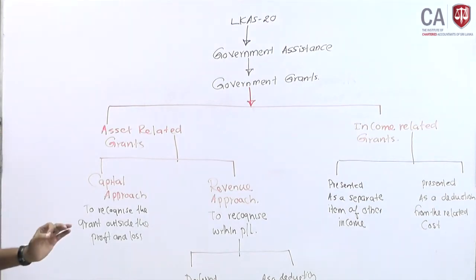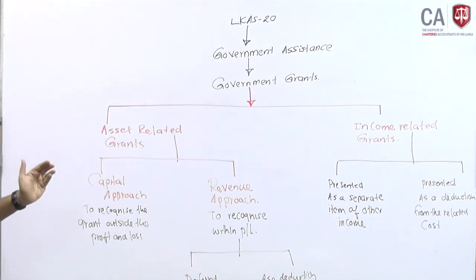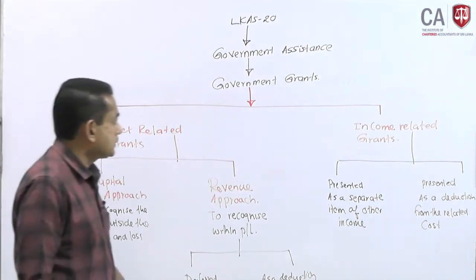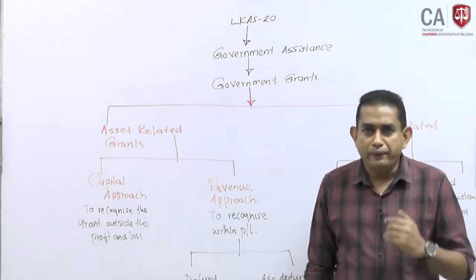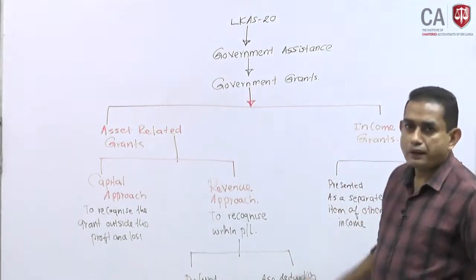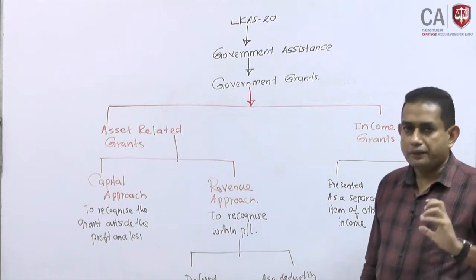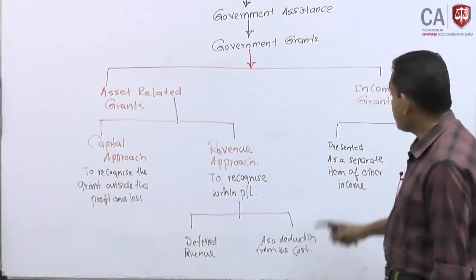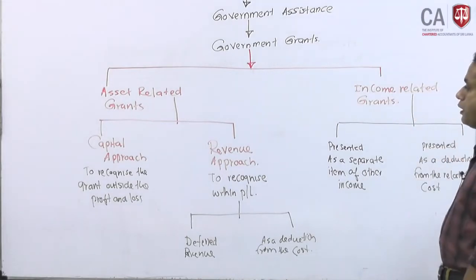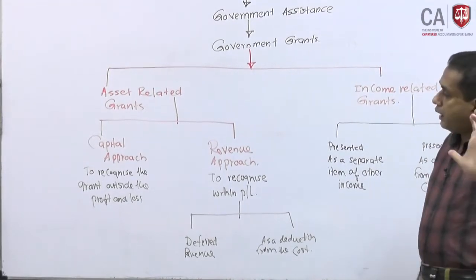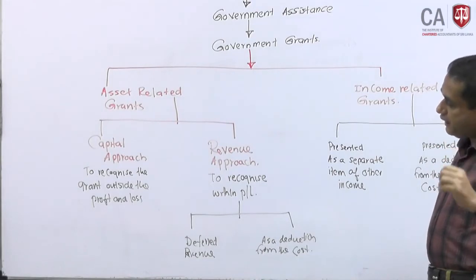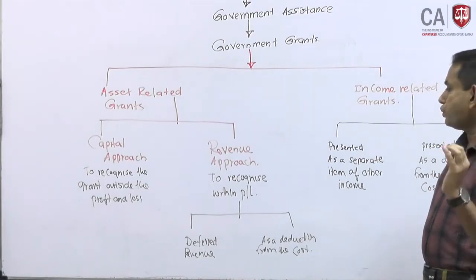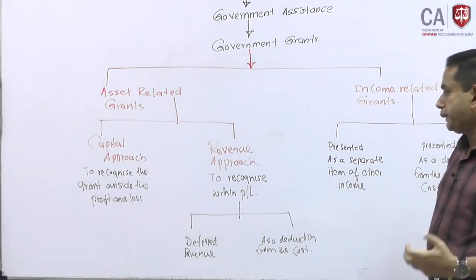So, this is our flow of discussion of LKAS 20. We are starting from the government assistance, and then we will proceed to discuss the government grants. The grants will be of two categories basically, asset related government grants and income related government grants. And when it comes to asset related government grants, LKAS 20 proposes two ways of accounting.